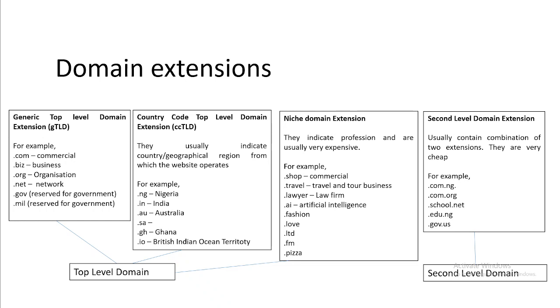So the generic top level domain extension is also referred to as GTLD, while the country code top level domain extension is also referred to as CCTLD.